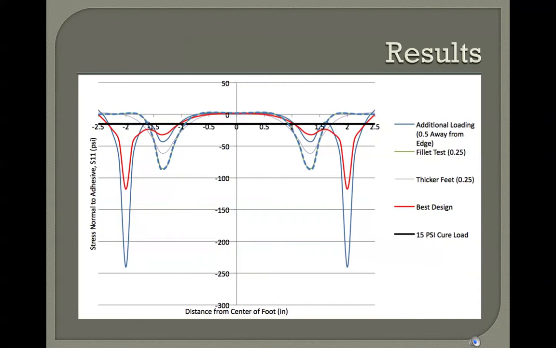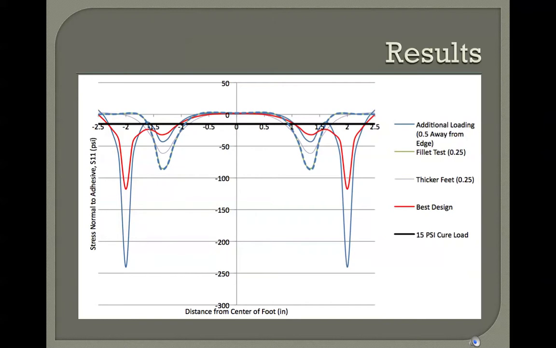The additional load analysis showed very promising results. It did increment the minimum cure load met areas. However, it almost tripled the maximum stress observed from the baseline loading to a value of 240 psi. This is due to the point load on the feet being so close to the adhesive.